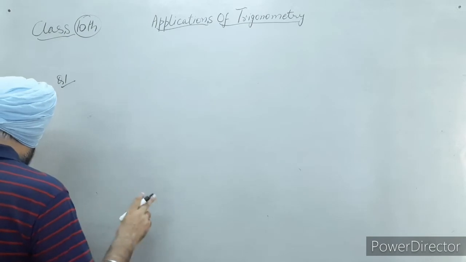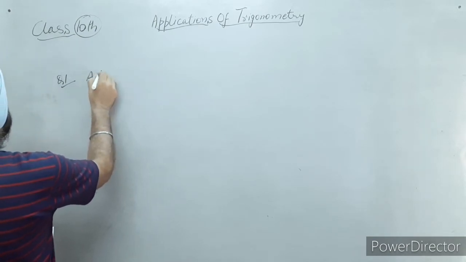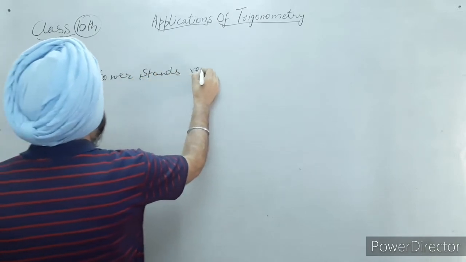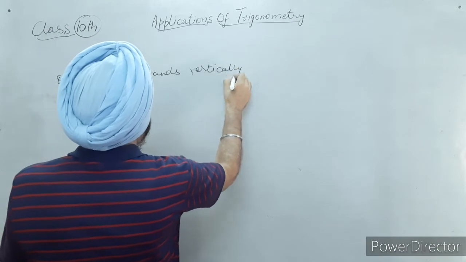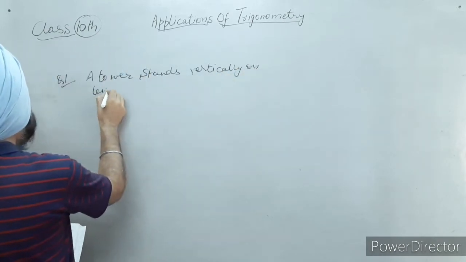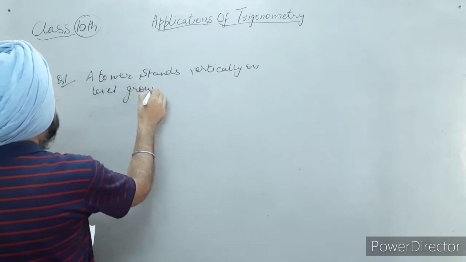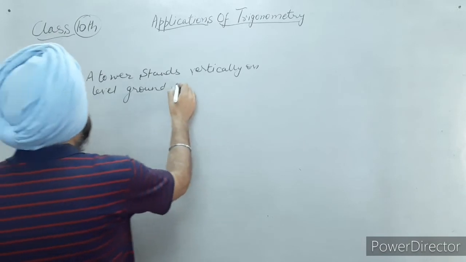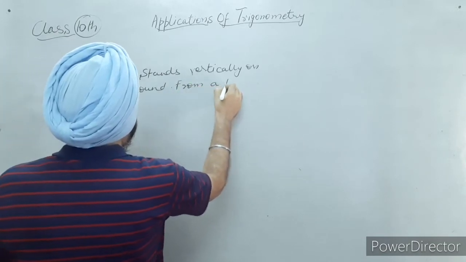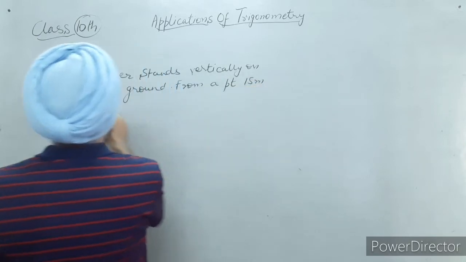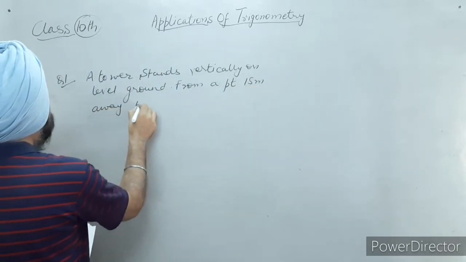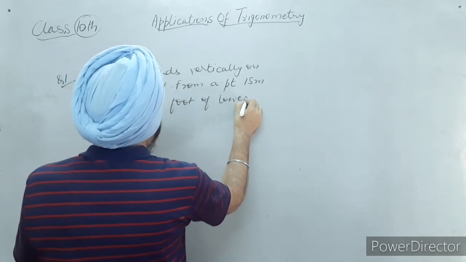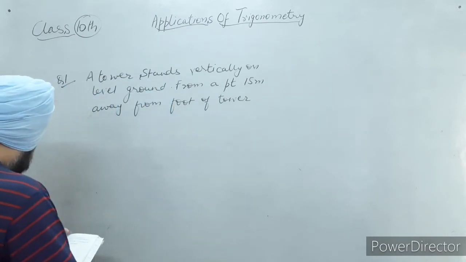A tower stands vertically on a level ground. Obviously the ground will be leveled, right? Then from a point on the ground which is 15 meters away from the foot of the tower, the angle of elevation of the top of the tower is 60 degrees.